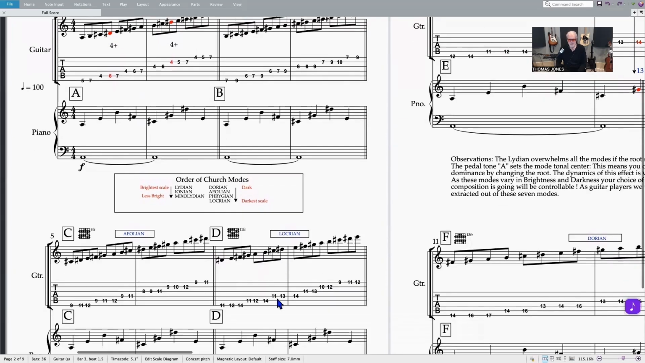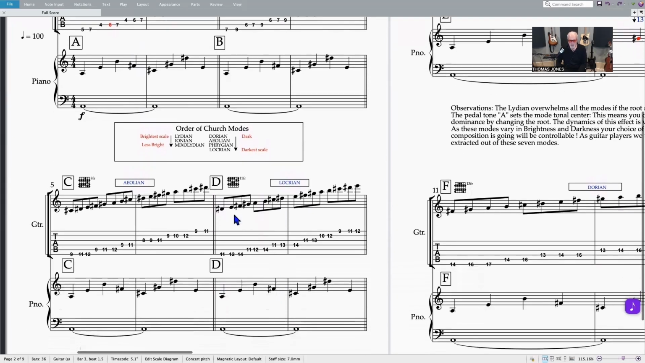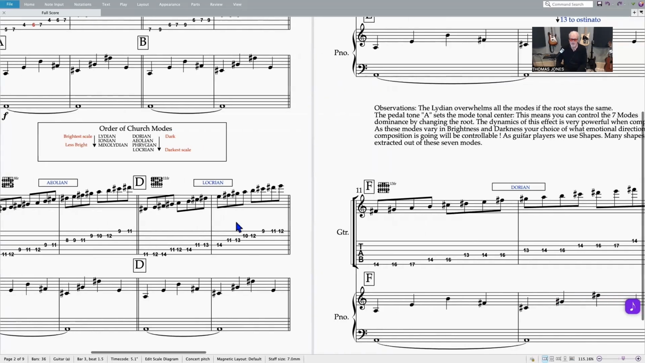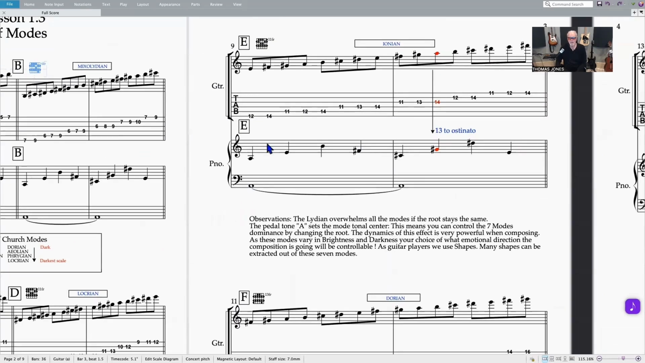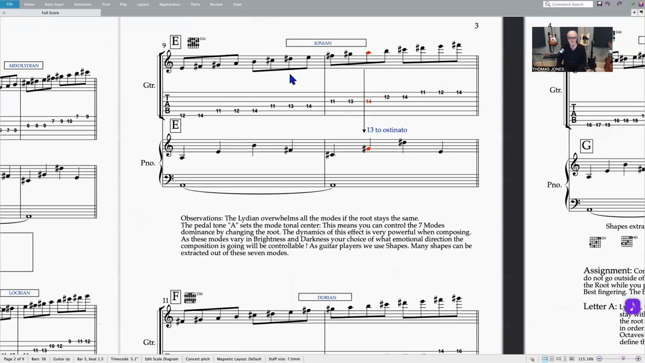But what happens is that if you have different rest places at the ends of cadences, that's what gives the modes their sound. Otherwise, all the notes are going to be the same. And the same is going to go for the Ionian. Now, the Ionian is the normal major scale that everybody knows, the do, re, mi, fa, sol, la, ti, do scale. That's this.